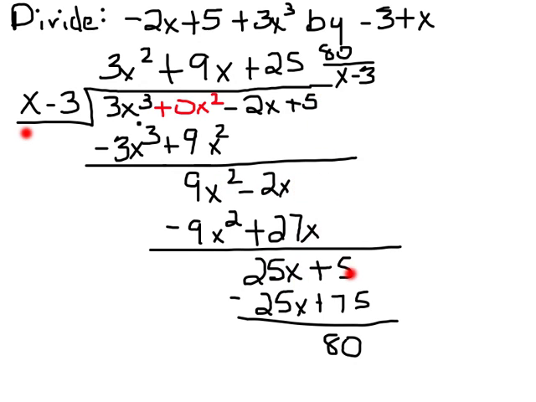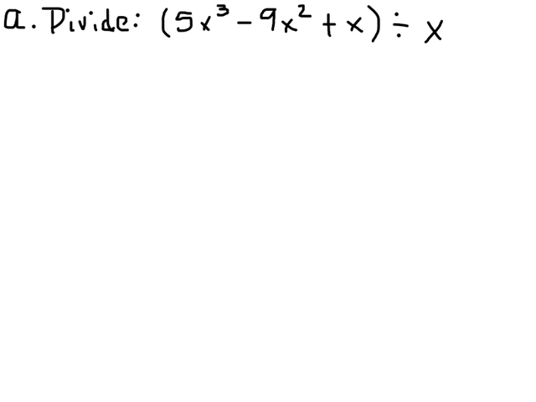We bring down our last term. We do it all again. We have a remainder of 80, which we write as 80 over x minus 3. This will not work, and I know that you're going to forget to do this. This will not work if you don't have placeholders for every single one. Just remember that. Alright, let's do our practice problems.